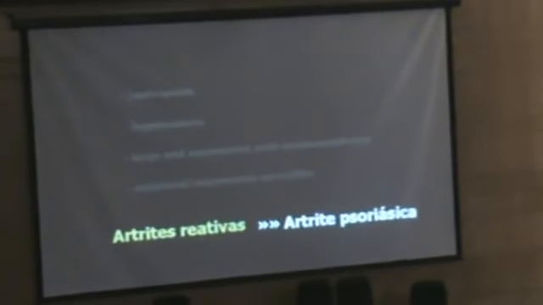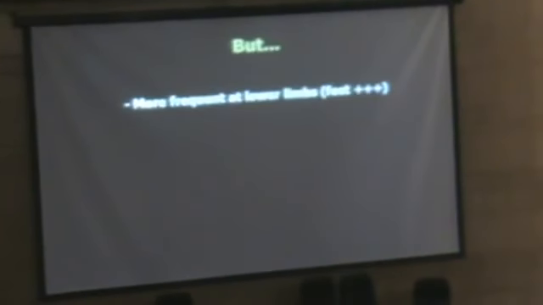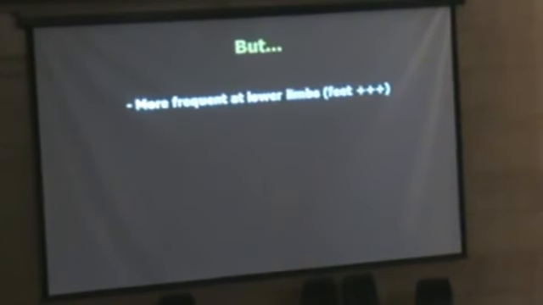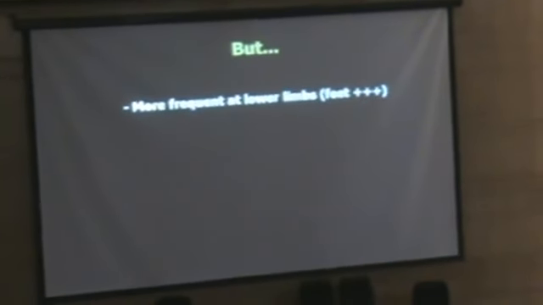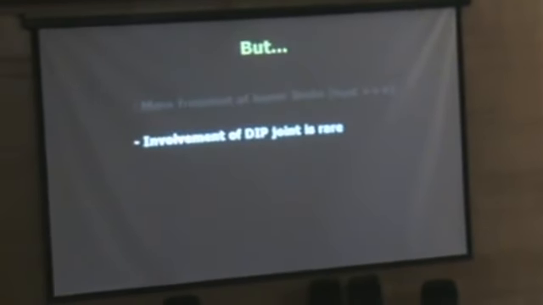So this is very similar to psoriatic arthritis, very similar. Those have very similar findings. So think about those two when we see those findings. But reactive arthritis is more frequent in the lower limbs, and psoriatic arthritis in the hands. So remember, upper limb psoriatic arthritis, lower limb reactive arthritis. Involvement of the distal interphalangeal joint is rare, as well as the digital tufts.